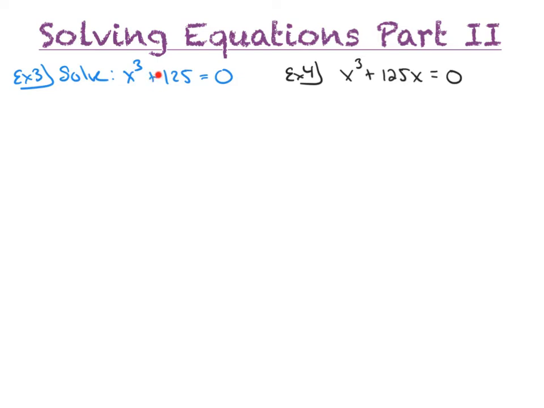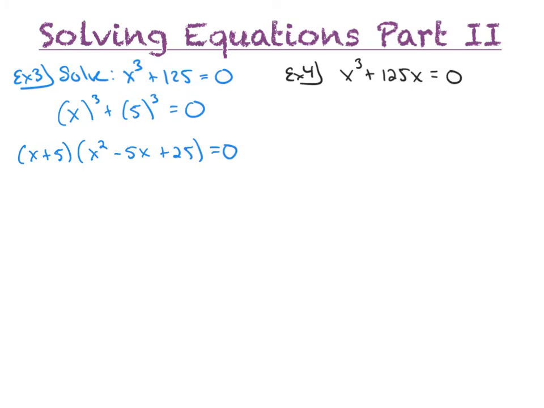Be very careful. If we were to move the 125 over to the other side and take the cube root of both sides, it would only give you the real number answers and you wouldn't get any of the imaginary answers. So what we need to do here is to factor. Fortunately, this factors using the sum of cubes. So this is x cubed plus 5 cubed, and that factors to (x + 5)(x squared minus 5x plus 25) using the sum of two cubes formula. Now, we can try, but the x squared minus 5x plus 25 will not factor any further.